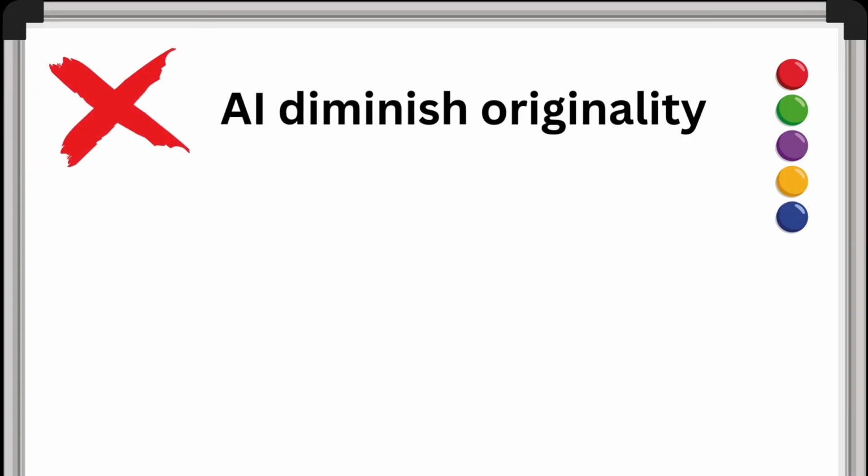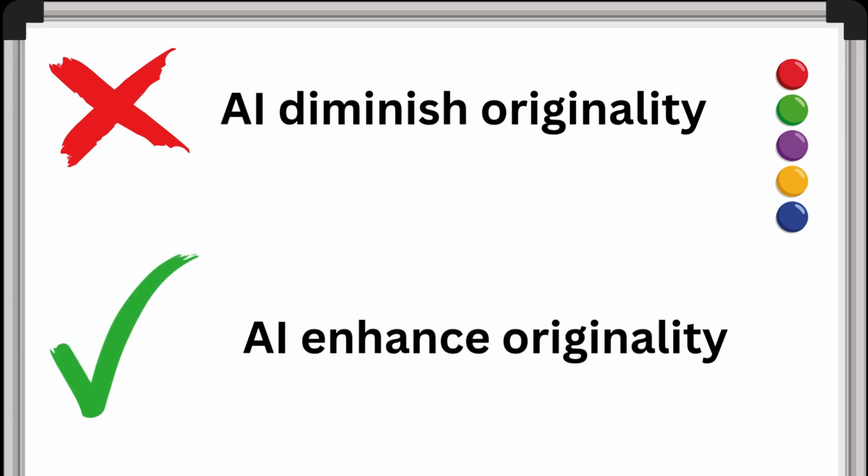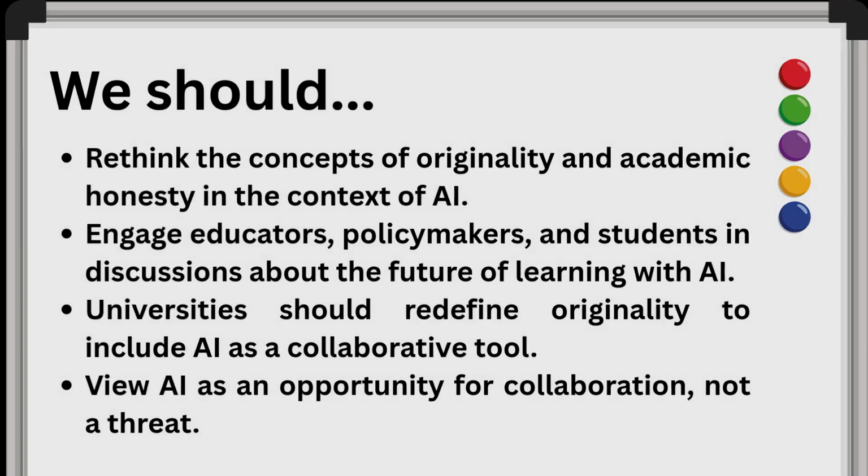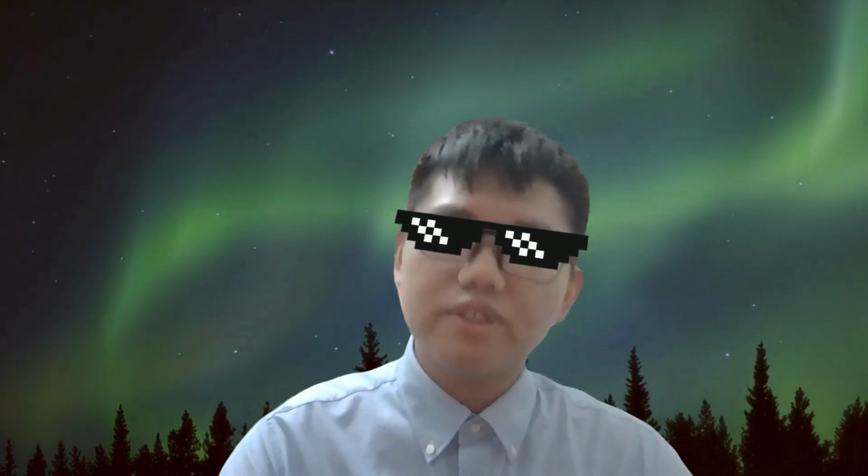Rather than diminishing originality, I argue that AI can enhance it by helping us articulate our thoughts more skillfully, clearly, and effectively. In conclusion, it's essential for us to rethink originality and academic honesty in the context of AI. We need to engage educators, policymakers, and students in discussions about the future of learning in an AI-enhanced world. Universities should redefine originality to incorporate AI as a collaborative tool rather than viewing it as a threat. Let's foster an inclusive dialogue about AI use and academic integrity.